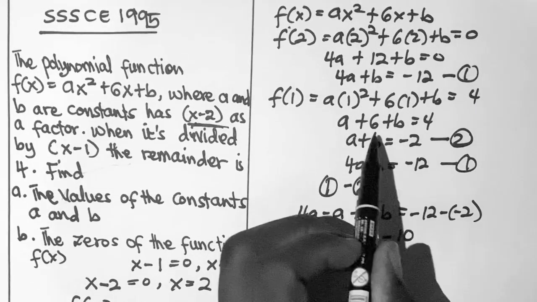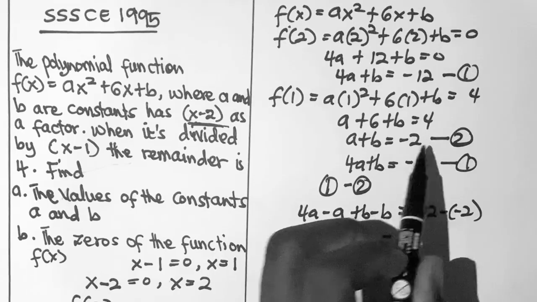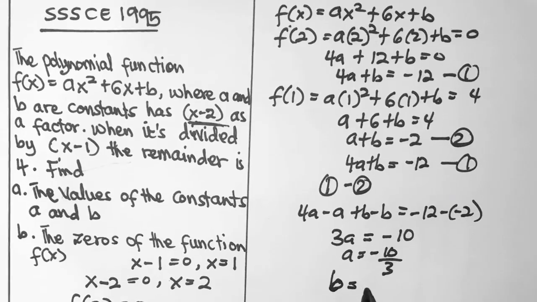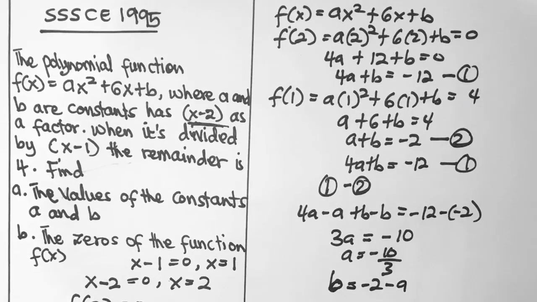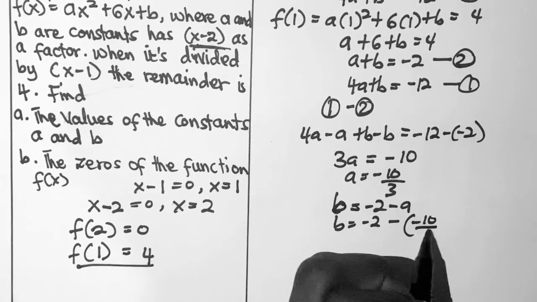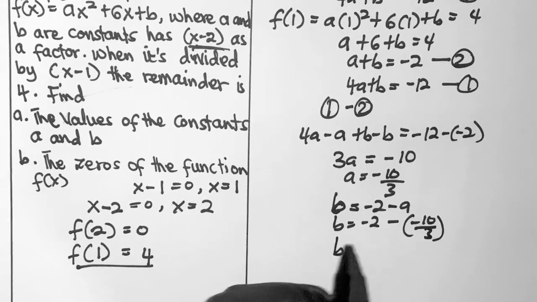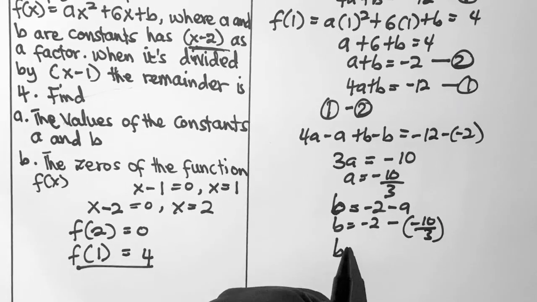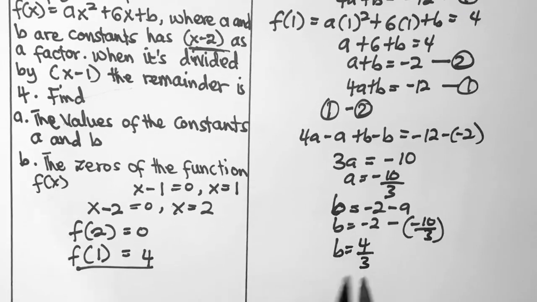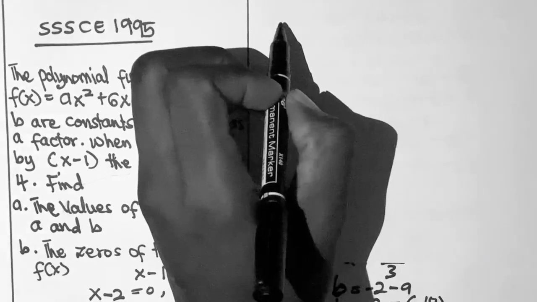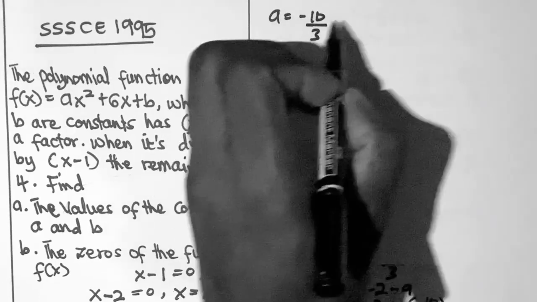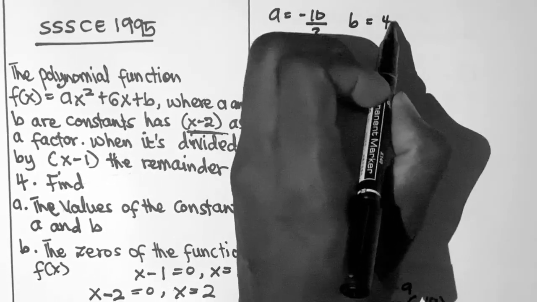But we've already established that a plus b is equal to minus 2. So this implies that b is equal to minus 2 minus a. So b is equal to minus 2 minus minus 10 over 3, which is the same as minus 2 plus 10 over 3. And that will give us 4 over 3. So a is equal to minus 10 over 3, and then b is equal to 4 over 3.